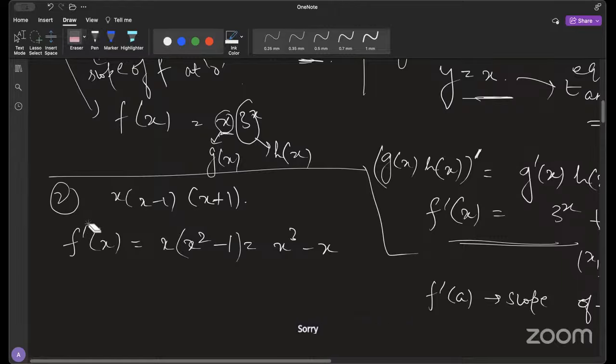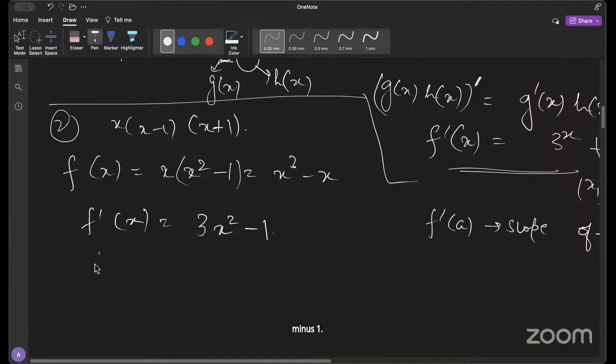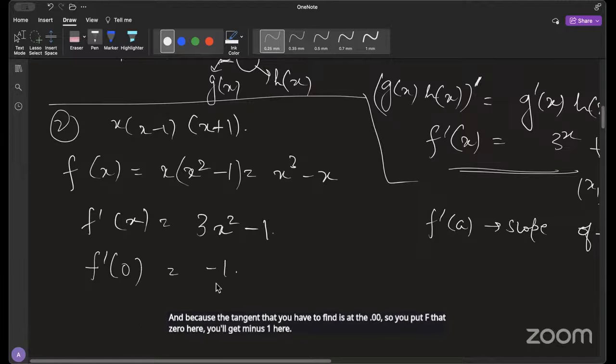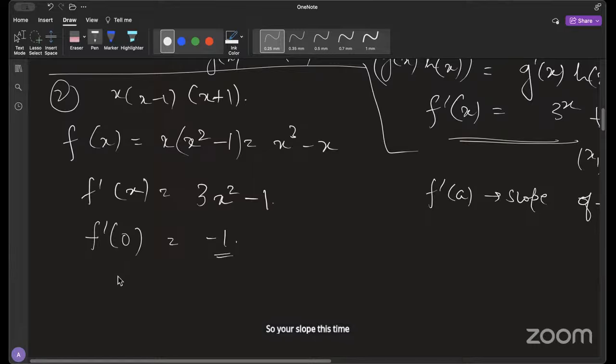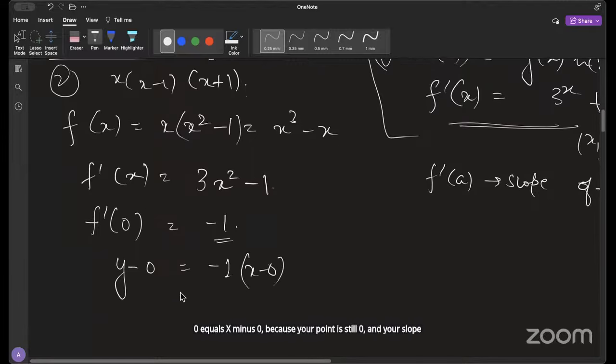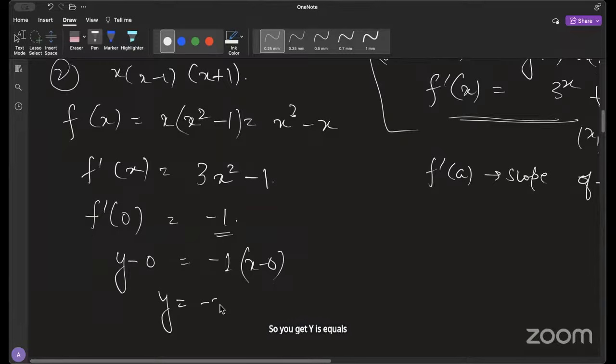Sorry, this is just f(x). And then your f dash x is equal to 3x square minus 1. And because the tangent that you have to find is at the point 0, 0, so you put f dash 0 here, you will get minus 1 here. So your slope this time is minus 1. Same thing you do here, y minus 0 equals x minus 0 because your point is still 0, 0, and your slope this time is minus 1. So you get y is equal to minus x.